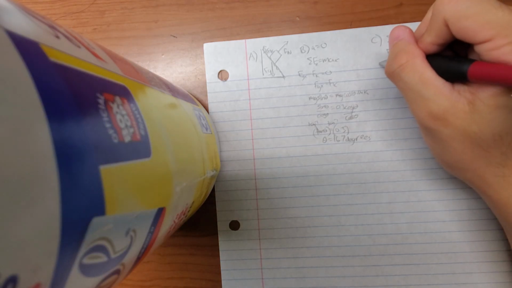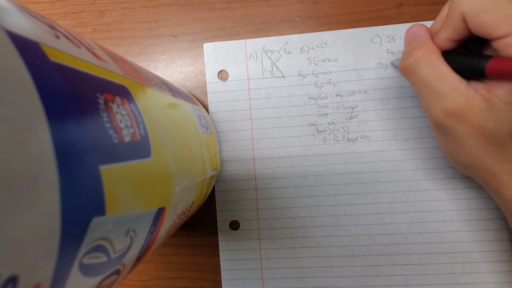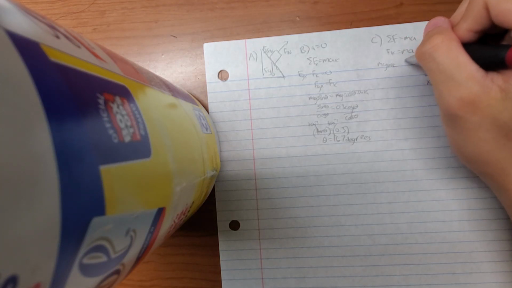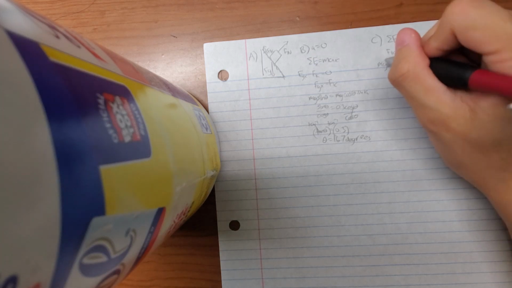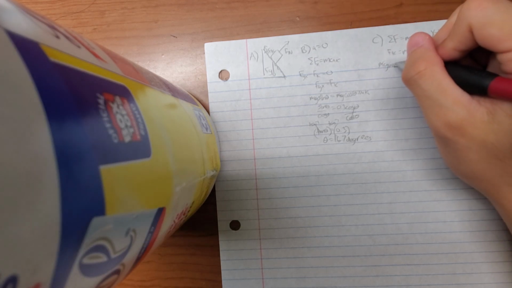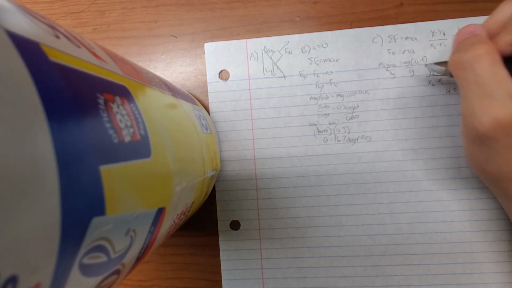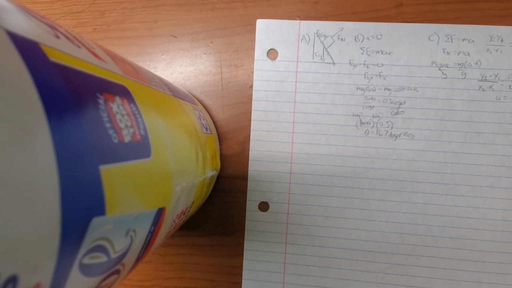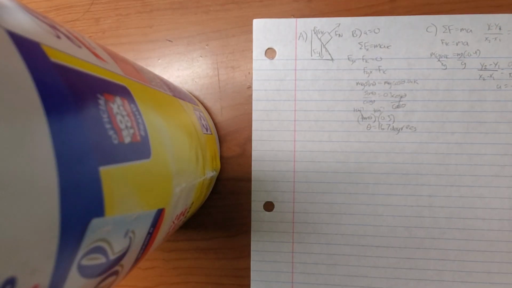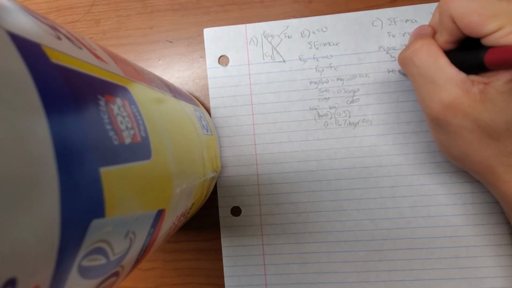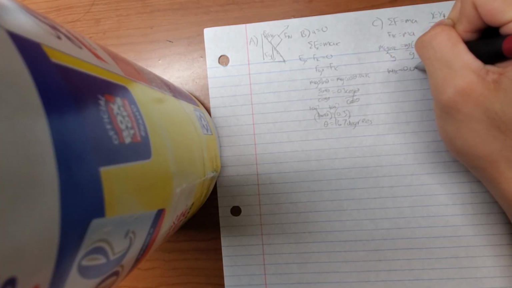Let's plug that back in. First off, this Fk is now just mg mu k equals m times negative 0.4. Let's get rid of the m's. To find mu k, divide by g on both sides. Negative 0.4 divided by negative 9.8. 0.04. So mu k is 0.04.